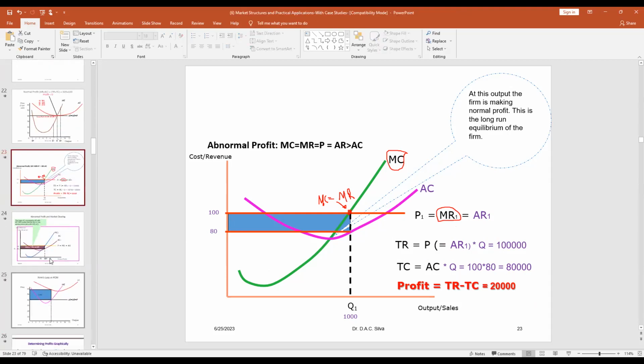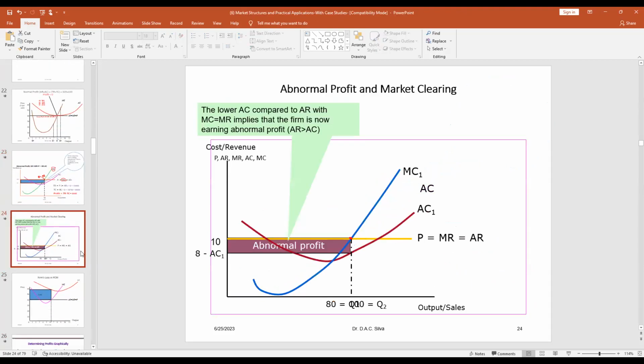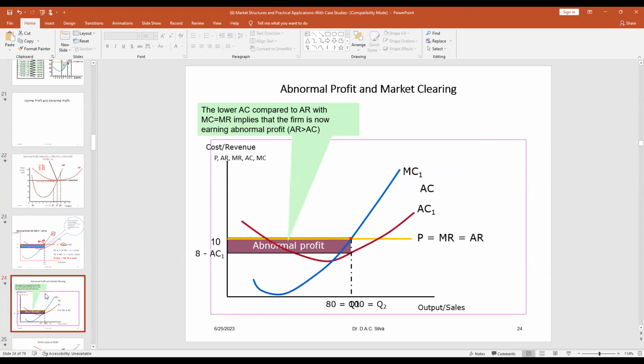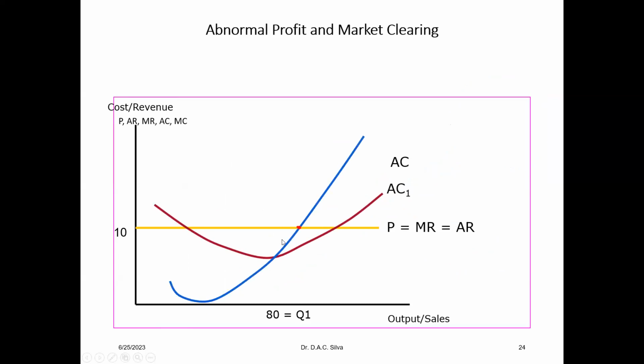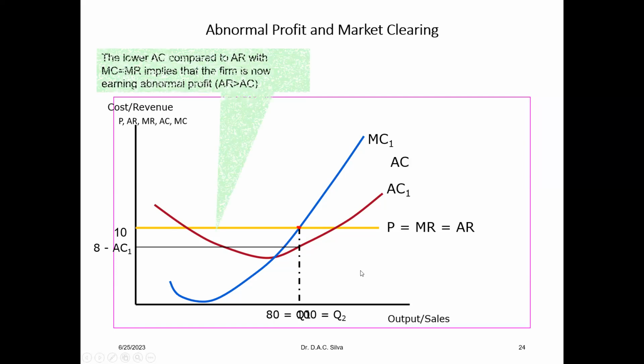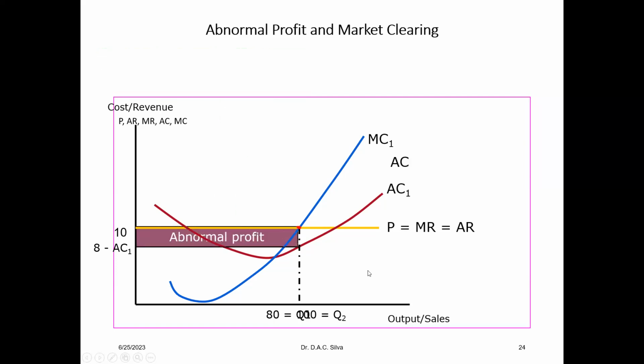So then, this is the abnormal profit situation. You can actually see it like this. This is the AC curve. This is the MC curve. This is where MC equals MR. We can find the MC equal to MR quantity here. This is the price. You can see the AC at this quantity. So AC is coming like this. Then this area we call abnormal profit.